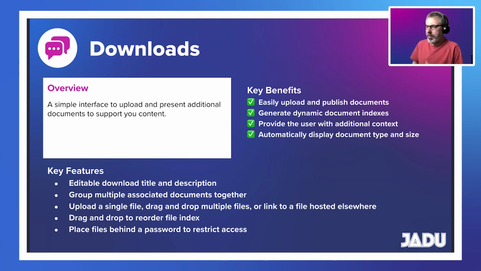It could be something that you publish as a regular, I don't know, PDF newsletter or something like that, and the system can generate a dynamic index of those. The system automatically also will display things like the document type and the size when you upload the document, so it will show that to the customer. The user interface is straightforward. You can publish a single file, or you can add multiple files to a download. If you've got multiple files, you can drag and drop them to reorder them.